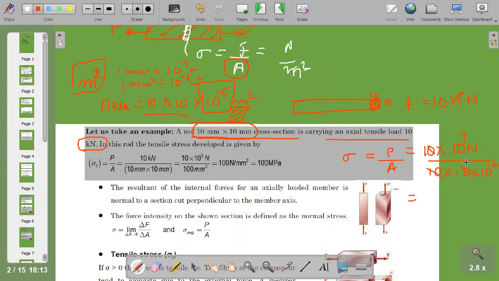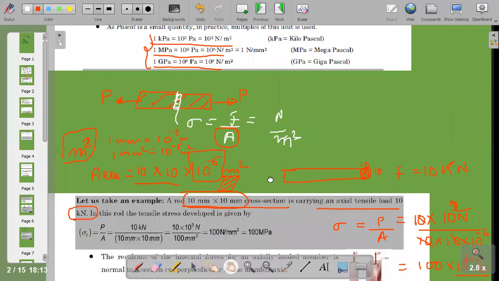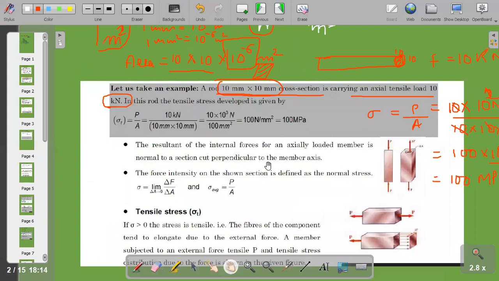10 cancels here, 100 into 10 to the power 6 Pascal. So 10 to the power 6 Pascal can also be called megapascal. Means 100 megapascal. Is it clear how to find the stress? Only just divide force by area and also remember the unit of both sides.